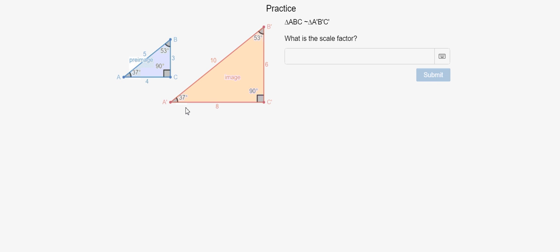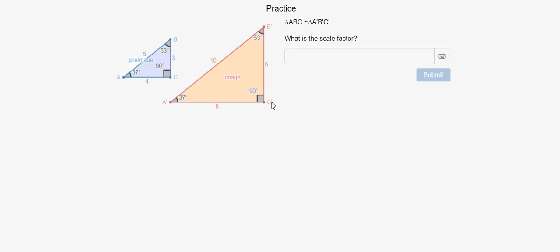Now we're going to compare the sides. And we said take the image, the new one, compared to the pre-image. So our A prime, C prime, which is 8, compared to AC, which is 4. 8 over 4 has a common factor of 4 to divide out, which would be 2.